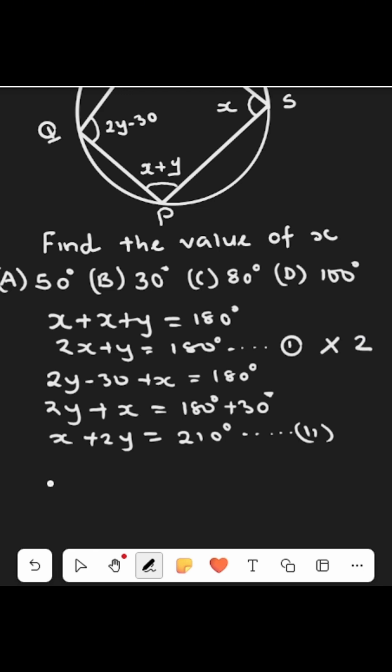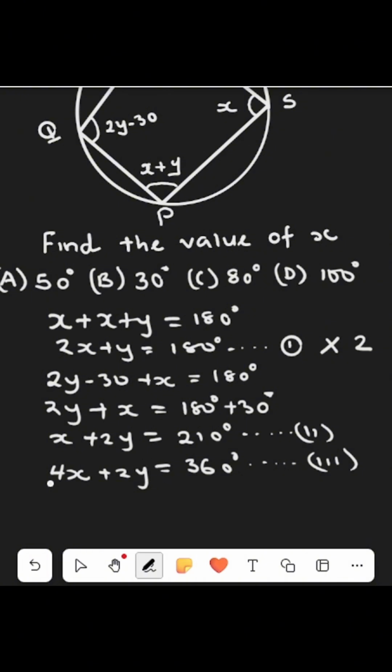So we are going to get 2 multiplied by 2x will give us 4x. 2 multiplied by y, we are going to have plus 2y equals 2 multiplied by 180 degrees. We are going to get 360 degrees. Let us say this is our equation 3. So let us subtract equation 2 from equation 3.